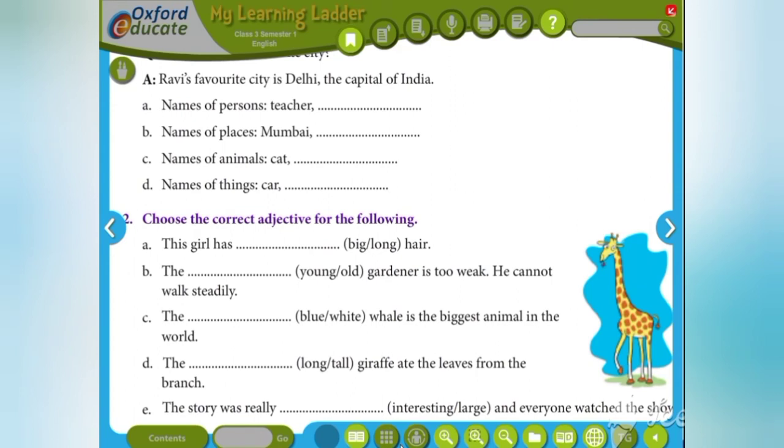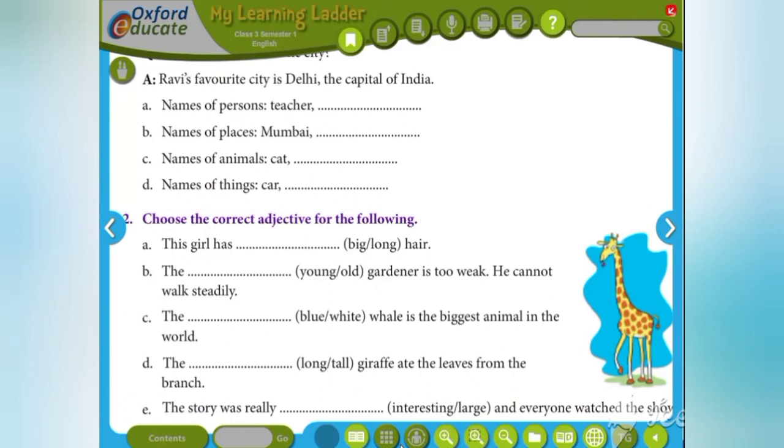So if it is very huge, then we used to say big. But for hair we don't say big, right? So what will you say? We will say just short hair or long hair. So here the option given is long. Okay, so the girl has long hair. So this is the answer.